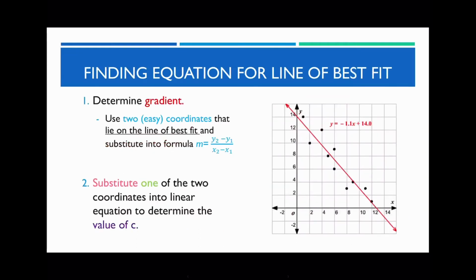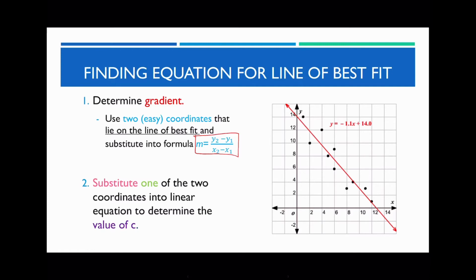Now, in order to calculate the gradient, I've previously given you this formula: y2 minus y1 all divided by x2 minus x1. What y2, y1, x2, x1 represent are just the coordinates. So you need to choose two easy coordinates that are found along the line of best fit. I can't stress this enough, because often students choose coordinates that are not positioned on the line of best fit. I also want to mention that when you are choosing two coordinates, they don't necessarily have to be a part of the data set.